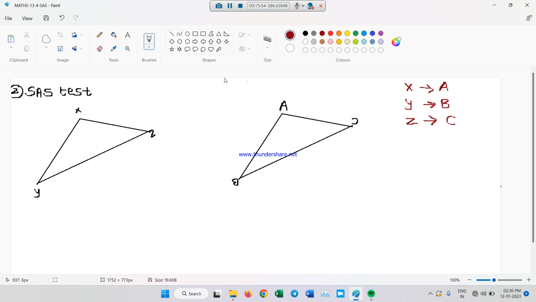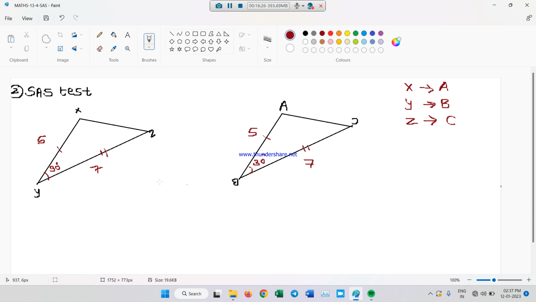Let's try to find what information is there. Here is your XY and AB. When I observe, I found them as 5 centimeter each. Then I found one angle: angle XYZ from the first triangle, angle ABC from the second triangle, and both angles were 30 degrees. And I observed the other side of both triangles. These were about 7 and 7.